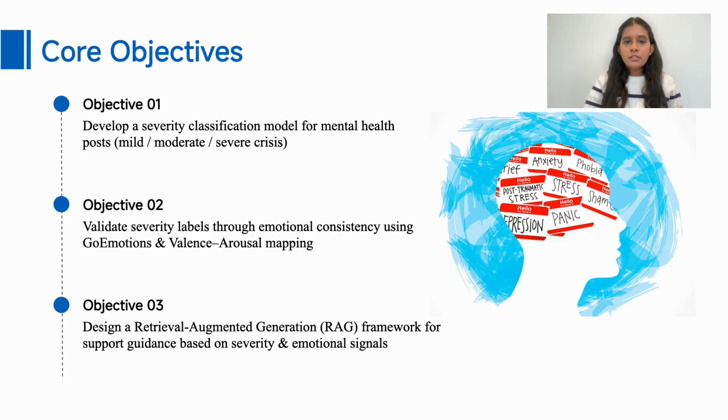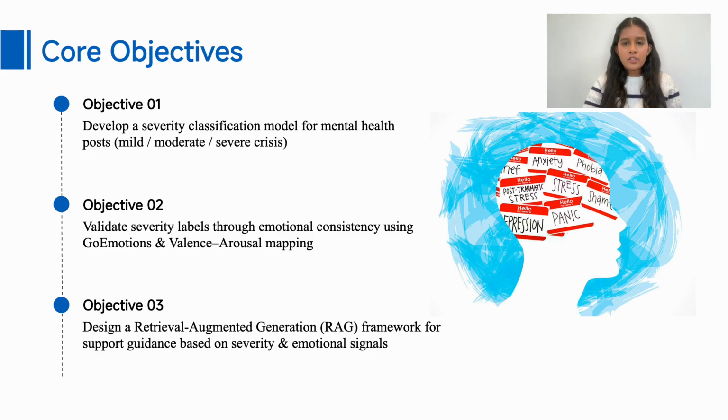With that motivation in mind, I structured my project around three key objectives. Objective 1 was to build a severity classification model to categorize forum posts into mild, moderate, or severe crisis levels. This forms the foundation: identify how serious a post is so that it can be prioritized appropriately.